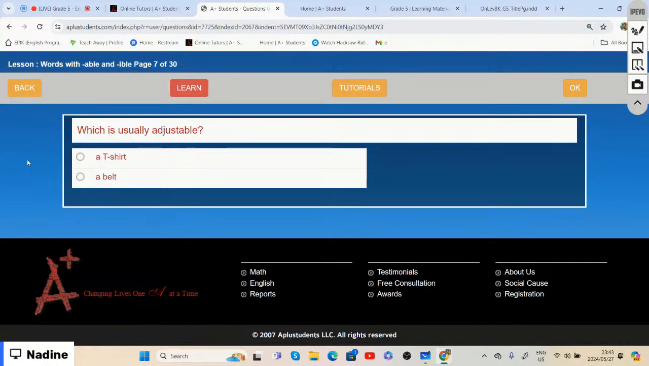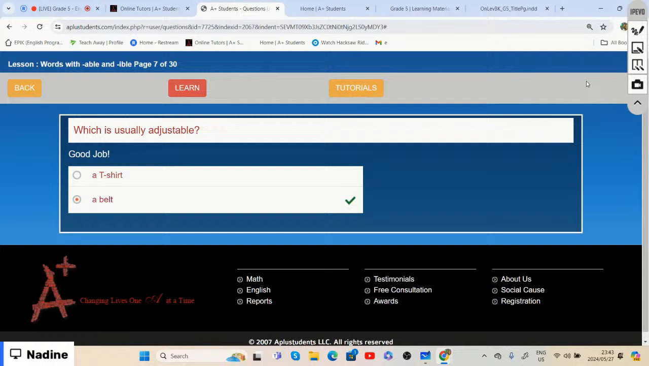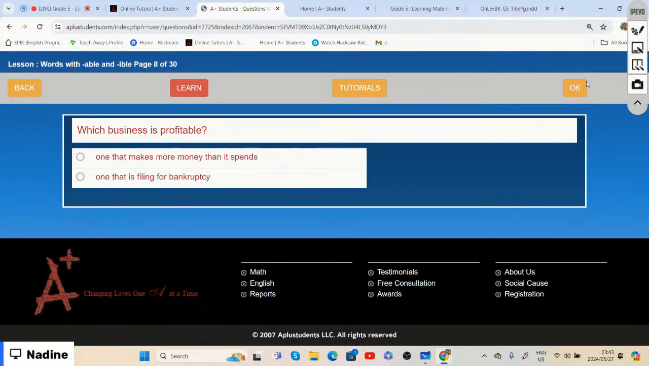belt, right, a belt has got holes that you're able to adjust according to your waist size. If it's a bit bigger, you will make the belt a bit bigger. If it's a bit smaller, you will adjust it to the size of your waist, right? So a belt is more adjustable, something that you're able to adjust.